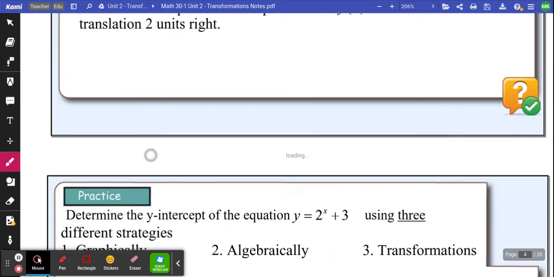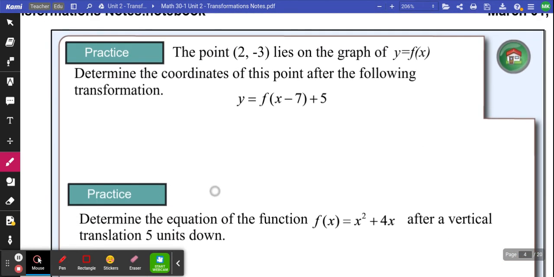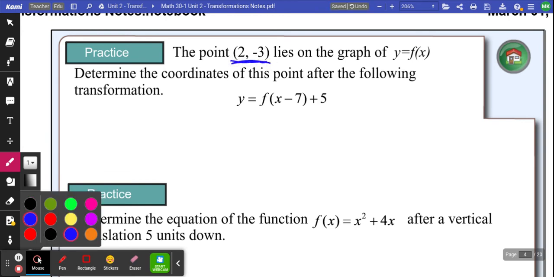Two slides over there. Okay. The point 2 comma negative 3 lies on the graph y equals f of x. Determine the coordinates of the point after the following transformation. So we started here. We started at 2 comma negative 3. That was on y equals f of x.